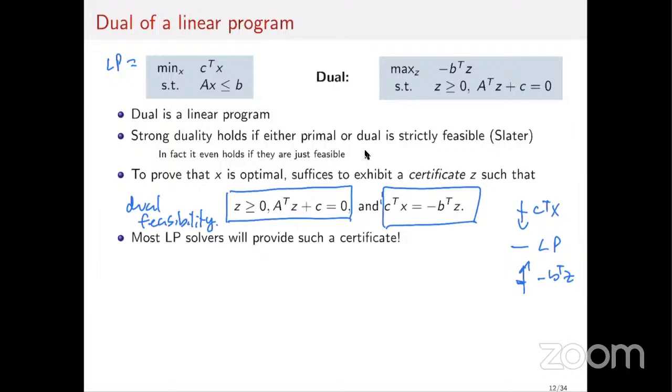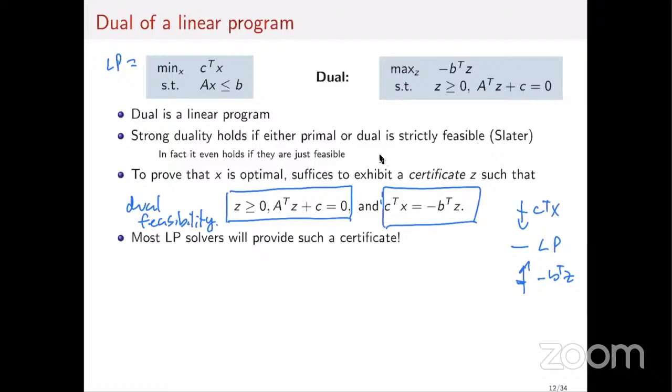Okay, so this is a very nice thing about linear programming and convex optimization in general, is that you can actually have certificates of global optimality. And this is something that solvers do exploit. So when a solver gives you a solution X to the linear program, it will also typically return for you a Z that certifies that the X that it gives you is indeed the global optimum. So it will give you a Z, and then you can independently check that Z is non-negative, A transpose Z plus C is equal to zero, and C transpose X is equal to minus B transpose Z.